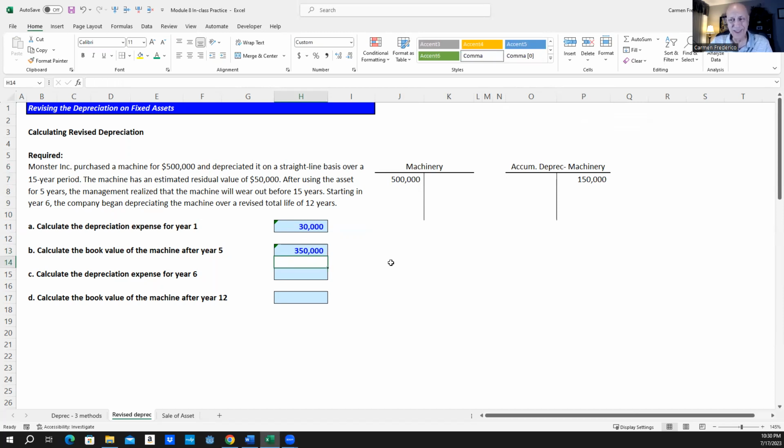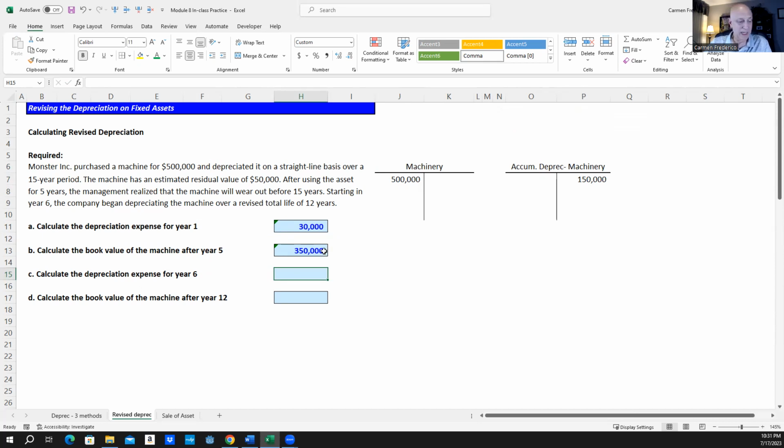Why is that important? Because we're going to take this book value and we're going to revise the depreciation based upon the remaining book value. So we're going to calculate the revised depreciation in year 6, because after 5 years of depreciating this asset, the company realized we're only going to get another 7 years out of this asset, only 12 years in total.